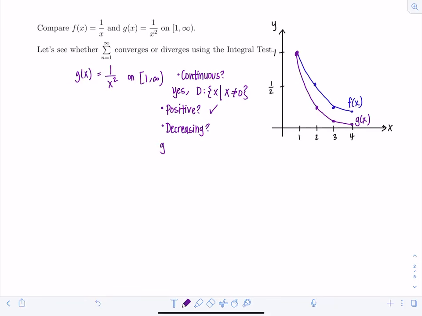Well, let's compute the derivative again. So g prime of x is going to equal, so 1 over x squared, that's x to the -2nd. So this is going to be -2 over x cubed. Remember, you're only substituting in values from 1 to infinity for x. So that's always going to be positive. And so -2 over a positive number is going to be negative for all x's that are elements of the interval from 1 to infinity. So yes, it's decreasing. So all 3 conditions checked out, this tells me it's okay to use the integral test.